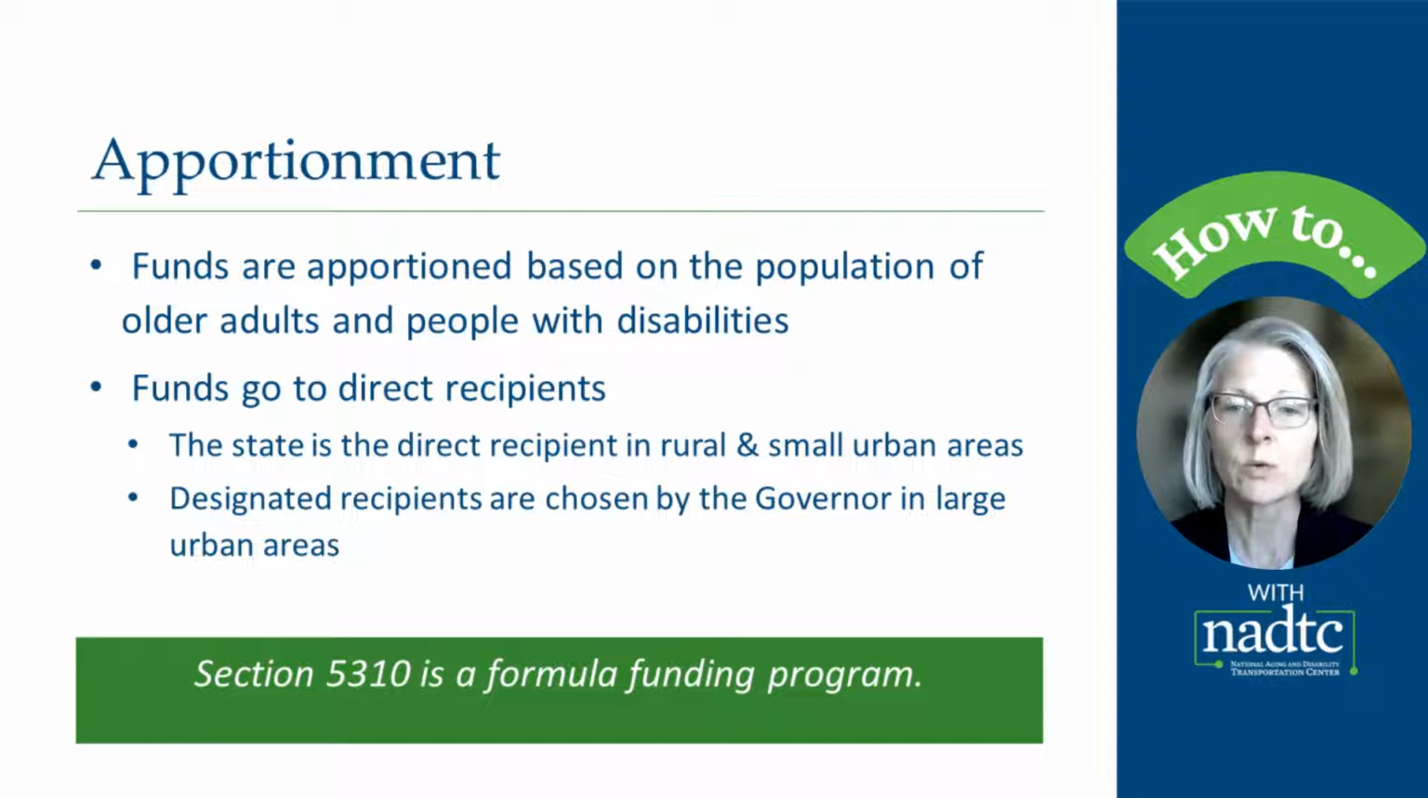Funds are apportioned or divided based on each state's share of the population of older adults and people with disabilities, according to the latest available U.S. Census data. Formula funds are apportioned to direct recipients, which are states and designated recipients. In rural and small urban areas, the direct recipient is usually the State Department of Transportation. In large urban areas, a designated recipient is chosen by the government.